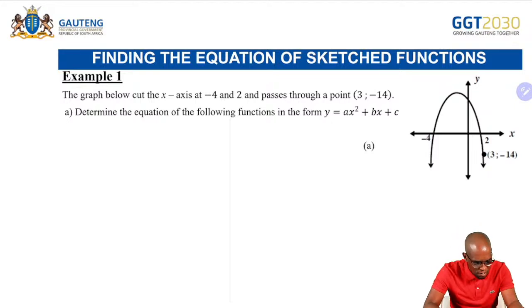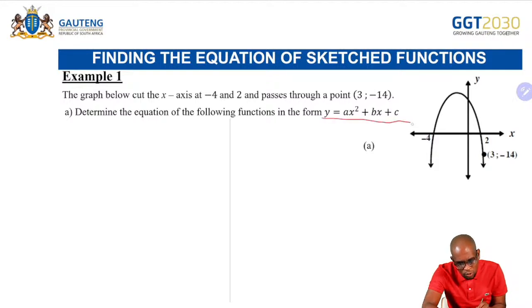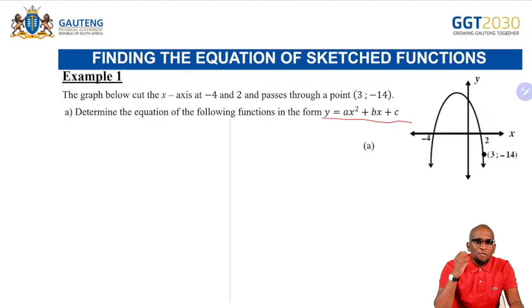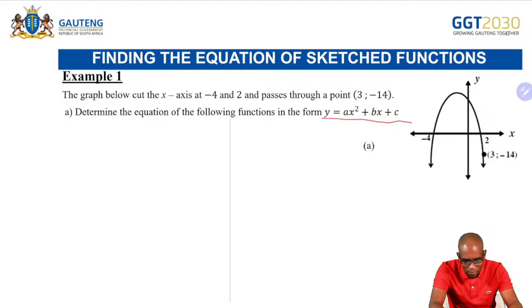Now, when you look at the first one, the graph below cuts the x-axis at minus 4 and 2 and passes through the point (3; negative 14). Now the instruction is clear: determine the equation of the following function in the form y is equal to ax squared plus bx plus c. So the examiner here is specific about the form in which he or she wants you to leave the answer there. Now, let's look at what is given to us here.